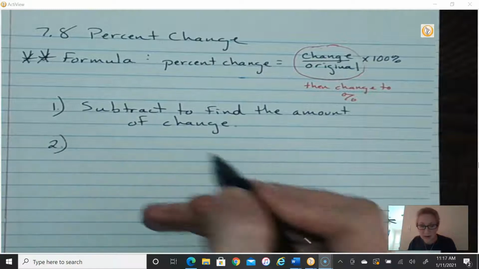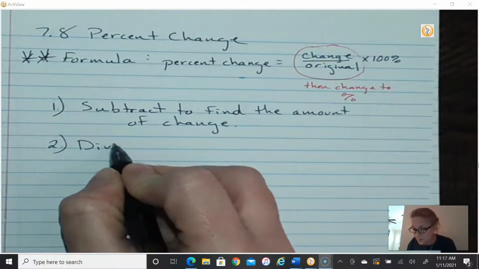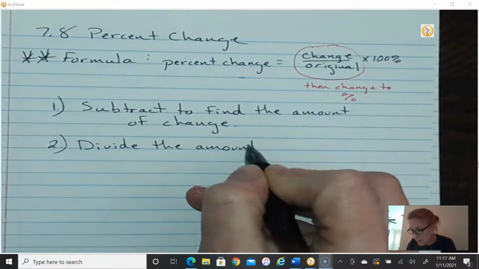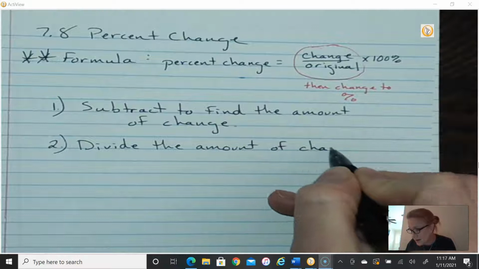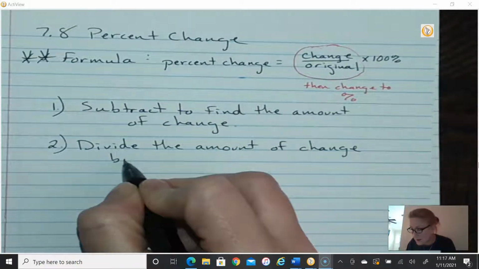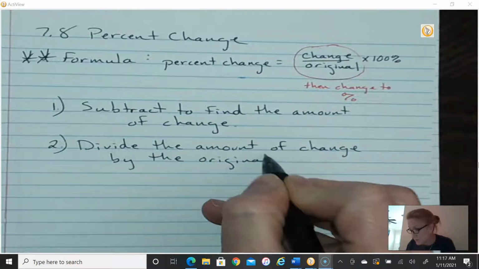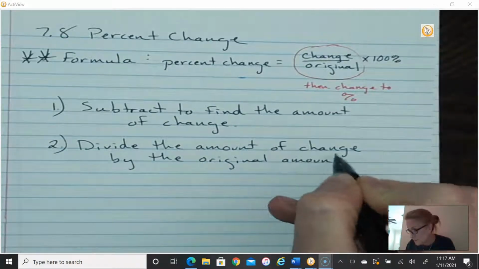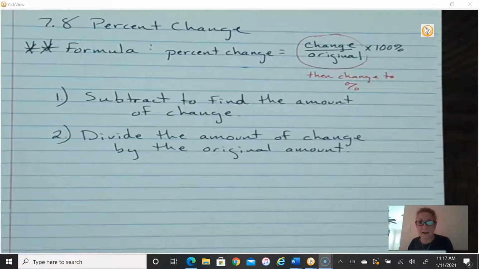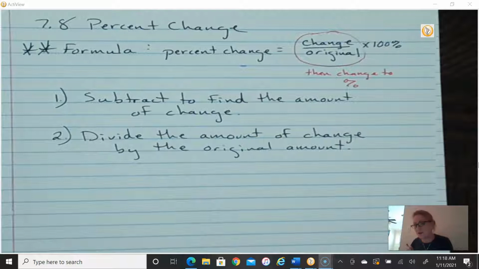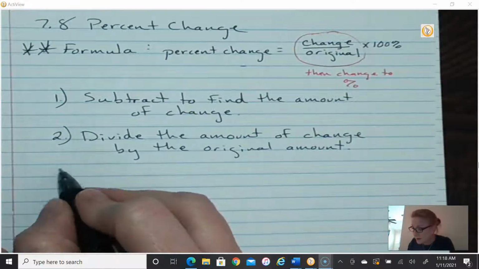Step 2, you're going to divide the amount of change by the original amount. Okay, and again, if you're doing this by yourself, you can hit pause at any time to catch up on notes, or your substitute can pause it. But y'all need to stay up on this because of time.